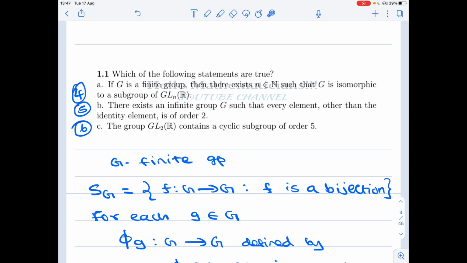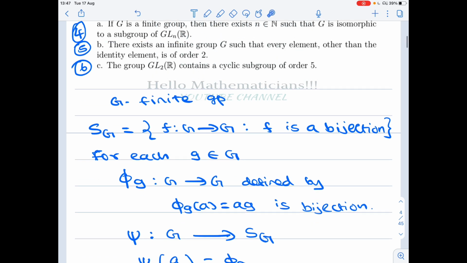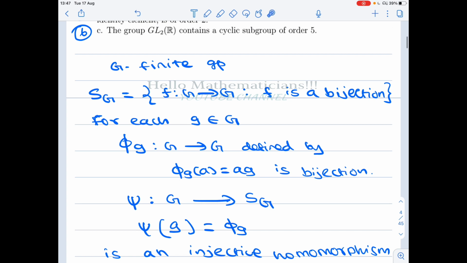That's why. Let G be a finite group, then there exists n belonging to N such that G is isomorphic to a subgroup of GL n R. Let's see how to do it. Take a finite group. We need to recollect the proof of Cayley's theorem. Cayley's theorem says that every group is isomorphic to a group of permutations. For a given finite group G, I define S_G, which consists of the set of all bijections from G to G.